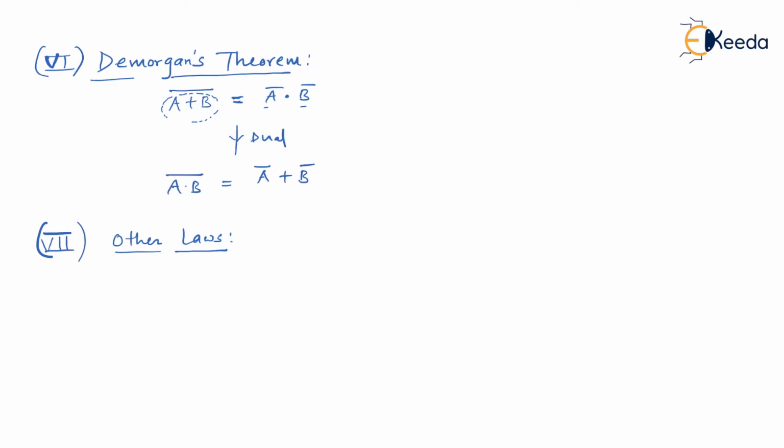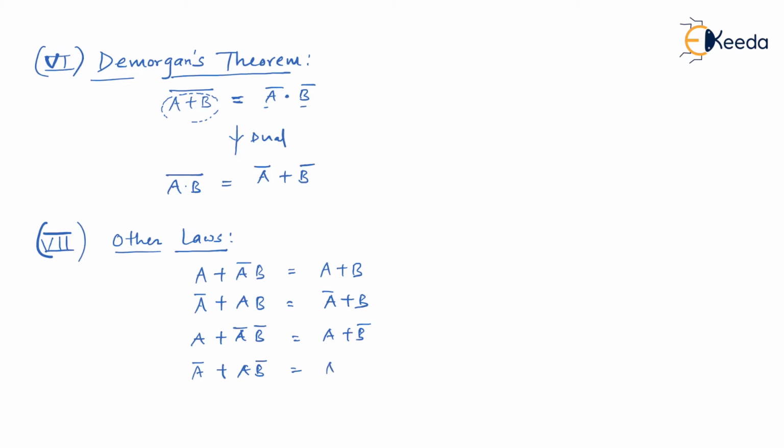So what are these other laws? They are like this: A plus A bar B is equal to A plus B. Then we have another law: A bar plus AB is equal to A bar plus B. Then we have A plus A bar B bar is A plus B bar. And then we have A bar plus A B bar is equal to A bar plus B bar.